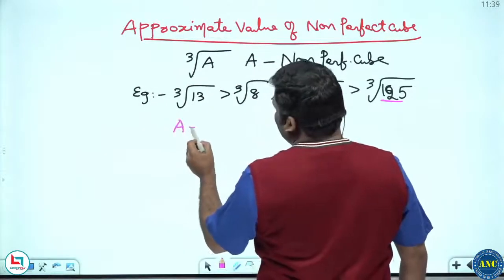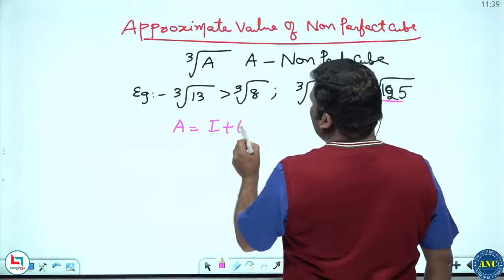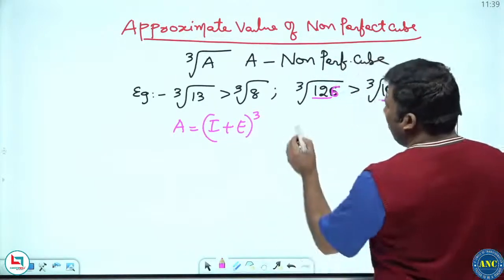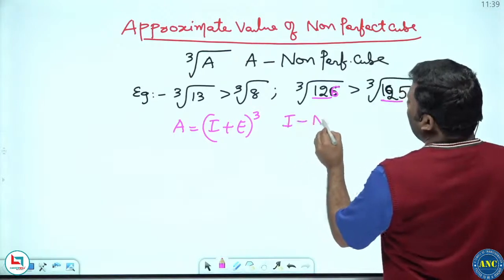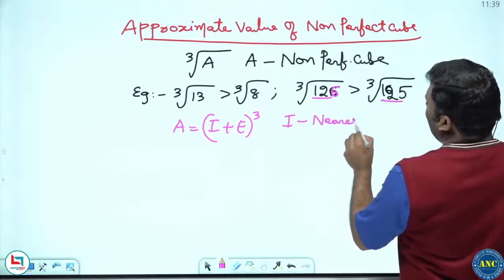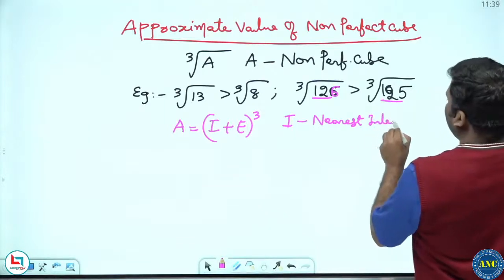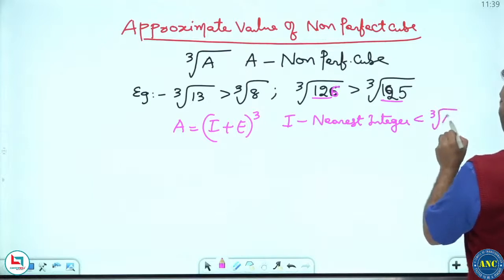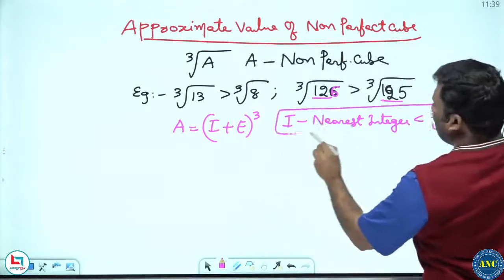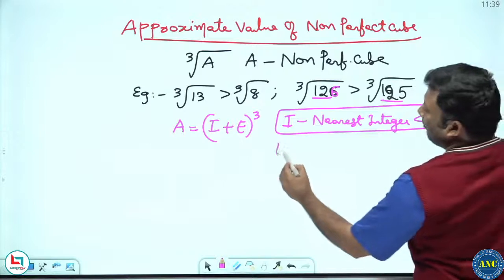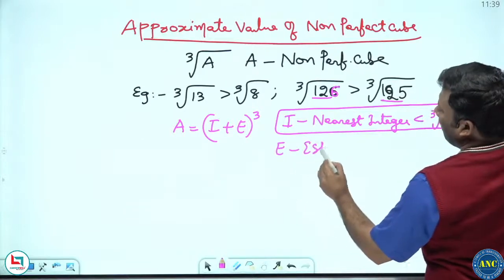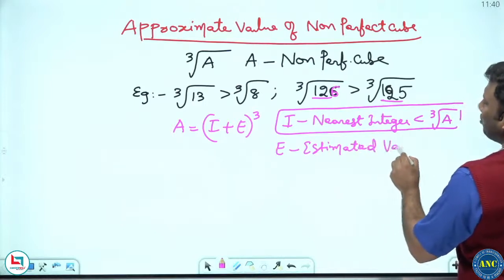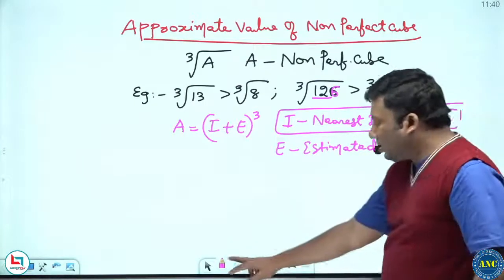Same as what I did for the square: (I plus e) whole cube. What is I? I is the nearest integer just less than the cube root of a. E is the estimated value. E is what we need to find out.